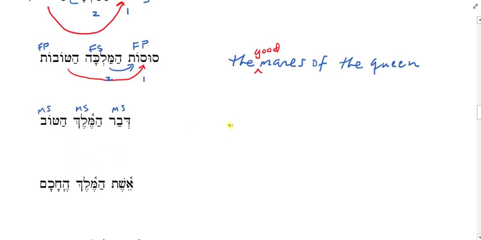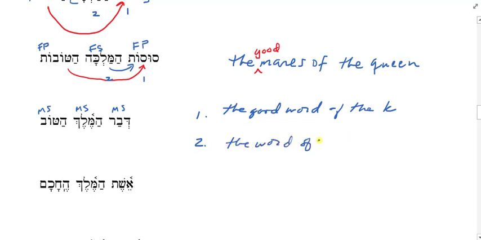So what's it modifying here? Yeah, it's ambiguous, right? So I've got two possibilities. It could be the good word. Now, why am I saying the word? Because it's definite. That's right. The good word of the king, right? Or it could be the word of, and the adjective could be modifying the king, the good king. Okay? So it is ambiguous.